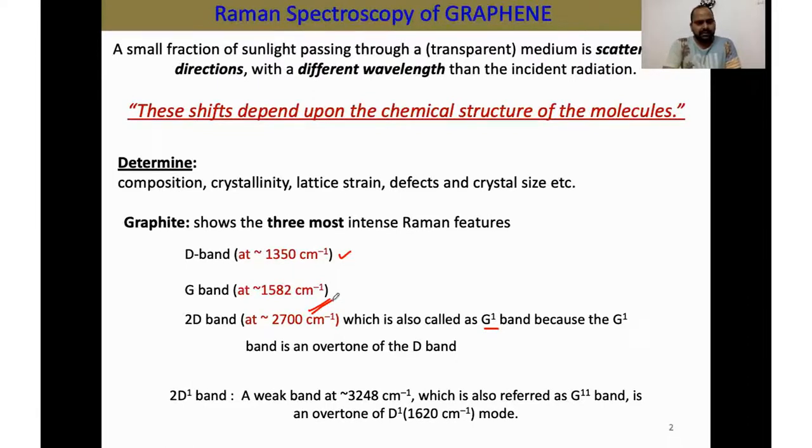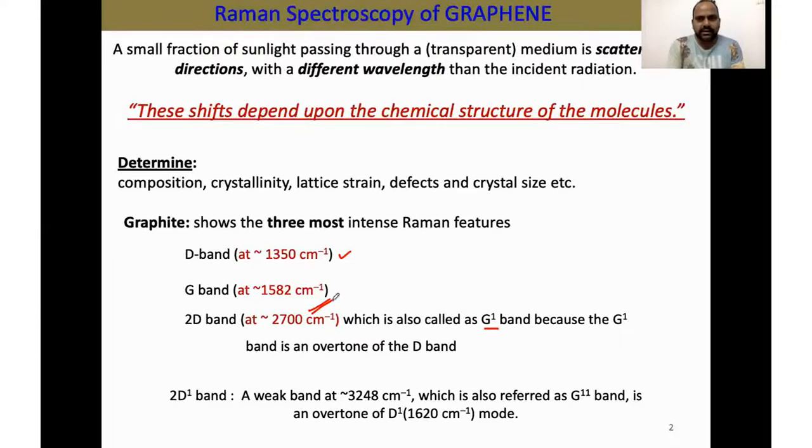Now we will understand how it will be different once we have graphene as a material, or graphene oxide, or functionalized graphene, or multilayer graphene. There will be clear-cut differences in these peaks, which give a very clear idea about these materials. So let's see one example here.